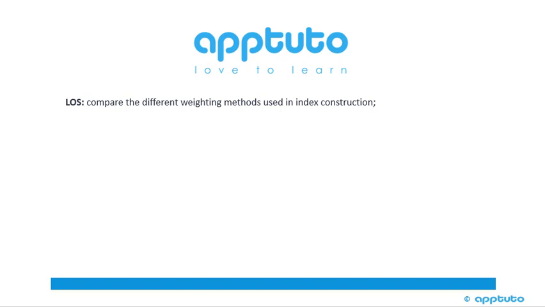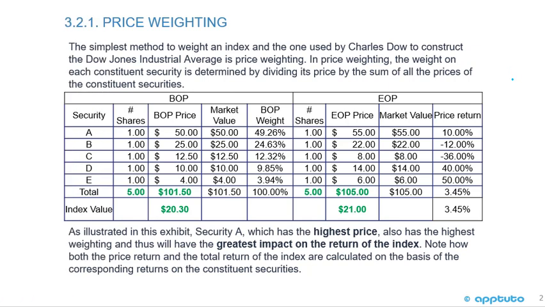This LOS is to compare the different weighting methods used in index construction. Price weighting. The simplest method to weight an index, and the one used by Charles Dow to construct the Dow Jones Industrial Average, is price weighting. In price weighting, the weight on each constituent security is determined by dividing its price by the sum of all the prices of the constituent securities.